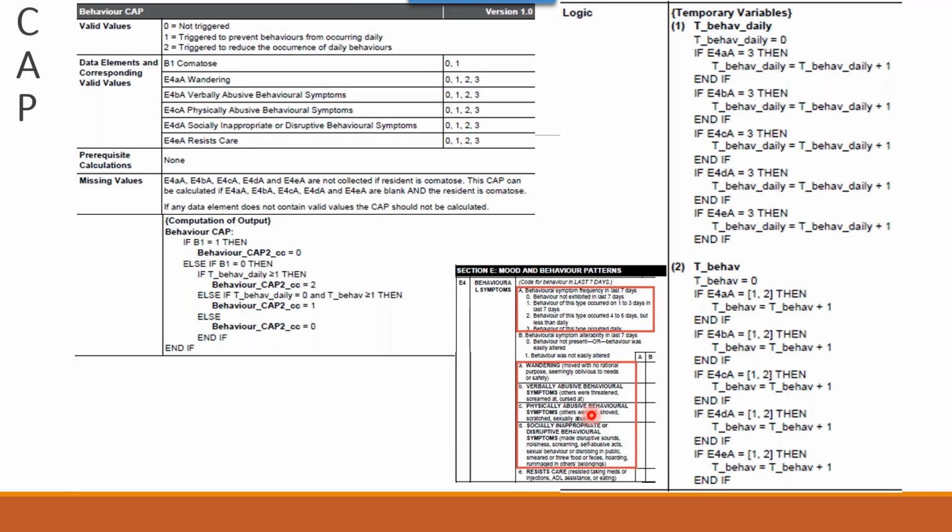The behavioral cap, again, is very similar to the RAP that we saw. We create 2 new variables, which have a maximum score of 5 each. This is for daily behavioral problems, and this is less than daily behavioral problems. Okay, and you'll get a score on both of those. And then we're just going to use that same combination. It's not triggered. It's triggered to prevent behaviors from occurring daily, triggered to reduce the occurrence of daily behaviors. Okay? And you can see we're just using a combination of these 2 new variables in order to calculate that.